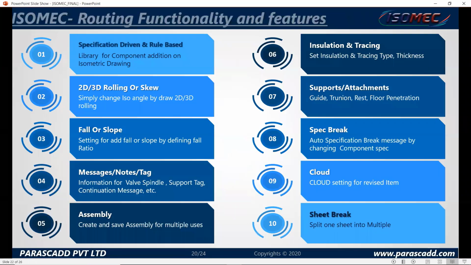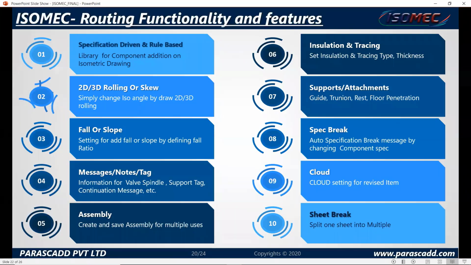So what we can do in ISOMEC is specification-driven and rule-based logic can be used. 2D and 3D rolling, or what we call skew, can also be routed in ISOMEC. Fall and slope can also be added for a line in ISOMEC. Special messages, notes, or tags, if you want to add information like ball spindle, support tag, or continuation message, can also be done by this feature.